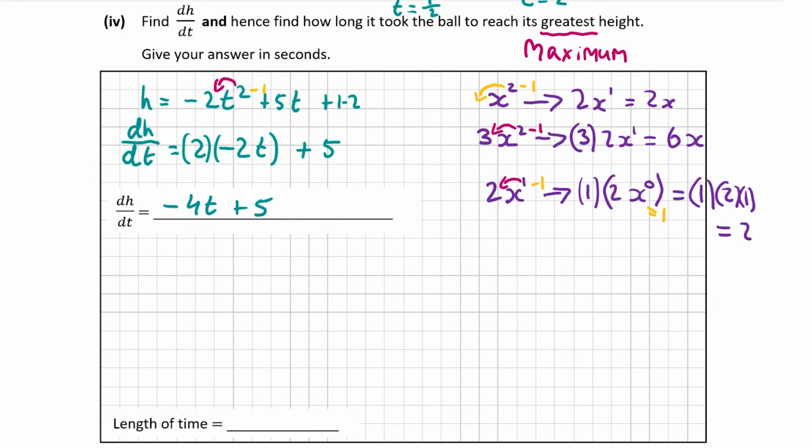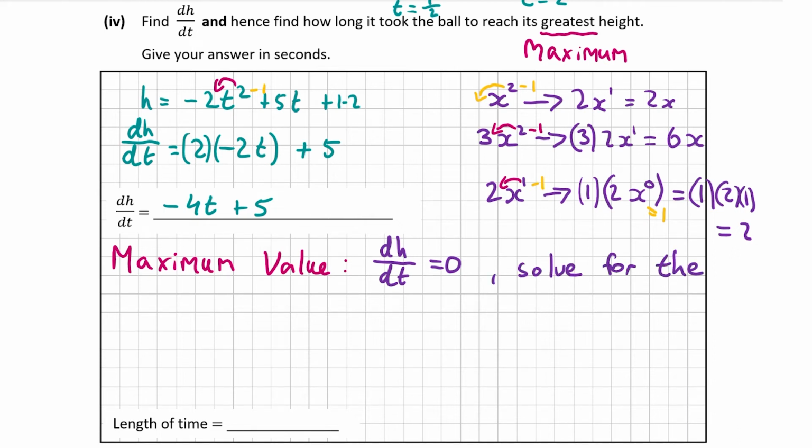And I'm going to give you a formula now for the maximum value of something. So for the maximum value, you get the derivative, which we have, which is dh/dt, and put the derivative equal to 0. So we already have dh/dt, put that equal to 0, and then solve for the variable. So the variable in our case here is going to be the t up here. So you have to put minus 4t plus 5 equal to 0, and then solve for t.